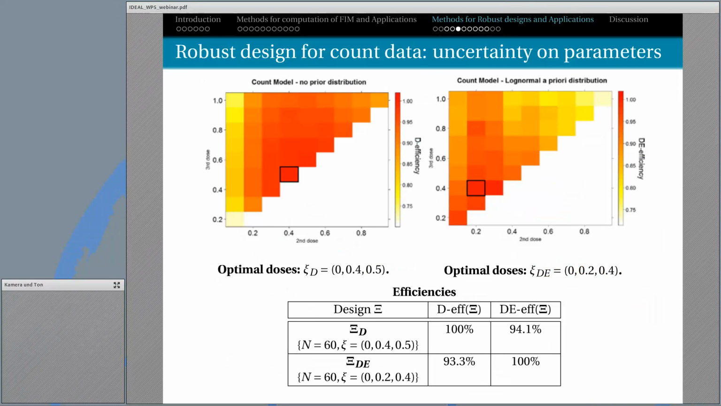Those are the results. Here you can see two heat maps. The one on the left is the heat map as before, using standard D optimality, but now we've changed the scale, and here you see D efficiency. So 1 is the best. It's for this design, and you see how it decreases. And on the right, this is the DE efficiency, or the robust efficiency, from 1, the best, to 0.75.